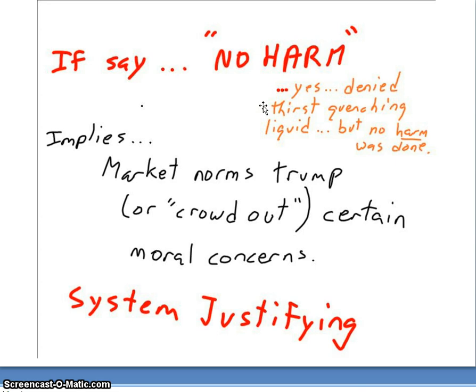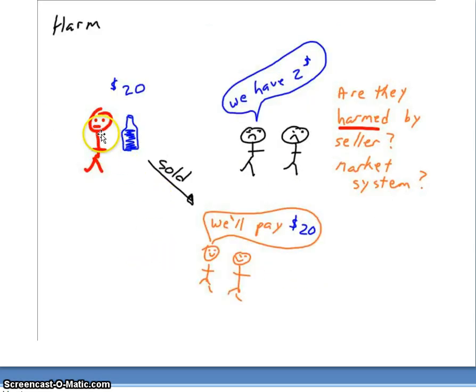a need, an unmet need, but that it just doesn't rise to the level of a moral judgment that one party harmed another party. Now, another way to look at this type of argument, the no harm argument here, is thinking about what we might call market norms. And here the argument is that market norms are crowding out or trumping certain moral concerns. And the suggestion here is that this selling of the water for $20 is normative.